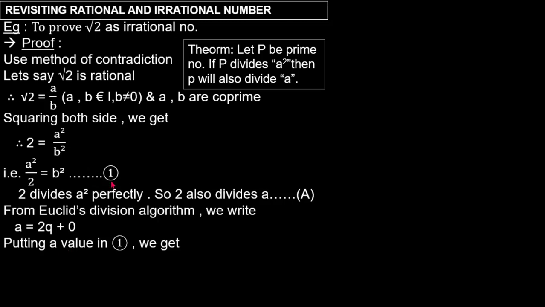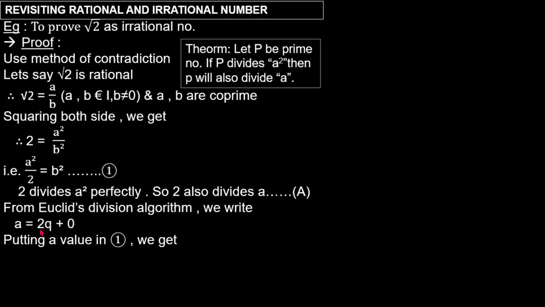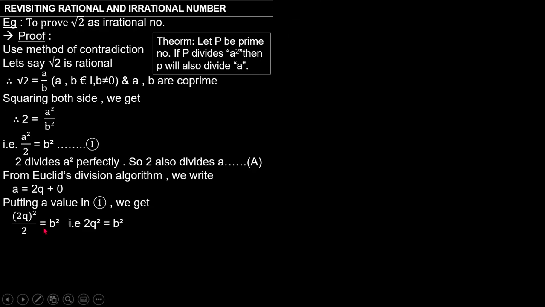Now, let us put this in equation number 1. Instead of a, we will write 2q whole square. So (2q) whole square divided by 2 equals b square. If you divide, the 2 gets cancelled, so it will become 2q square equals b square. Further, you can rearrange this and write b square by 2 equals q. Again, if you see this equation, you can conclude that 2 divides b square, because there is no remainder, it completely divides b square. So using the theorem again, we can write that 2 divides b completely.